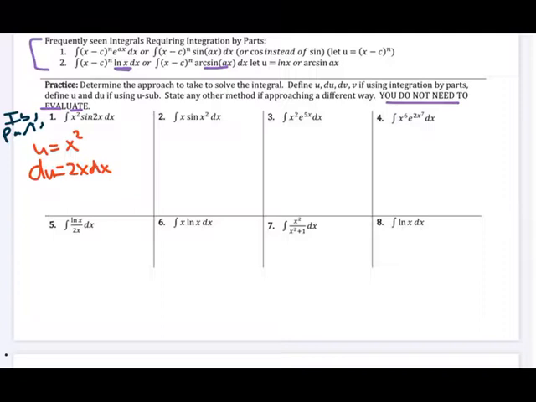And then if I let, what didn't I use? I didn't use sine of 2x dx, so dv is going to be sine of 2x dx.